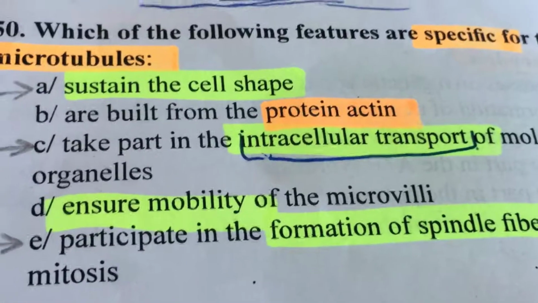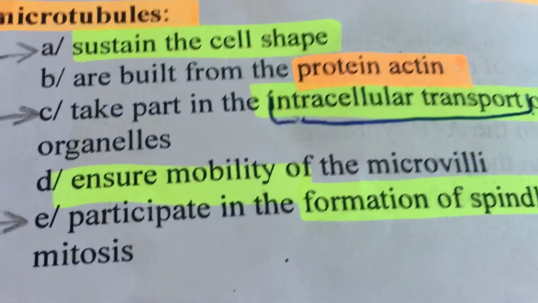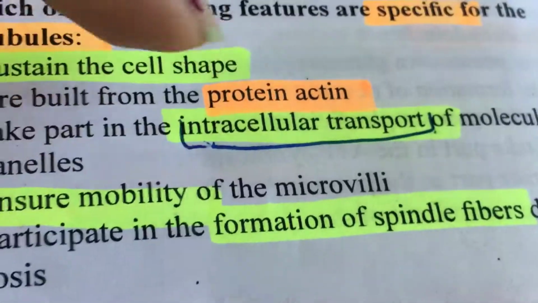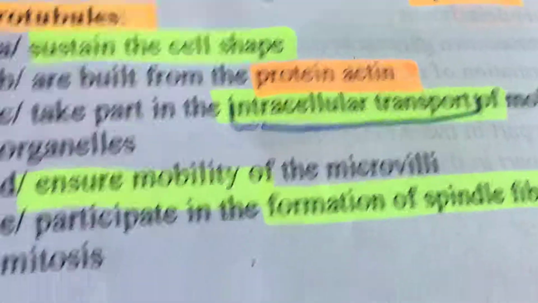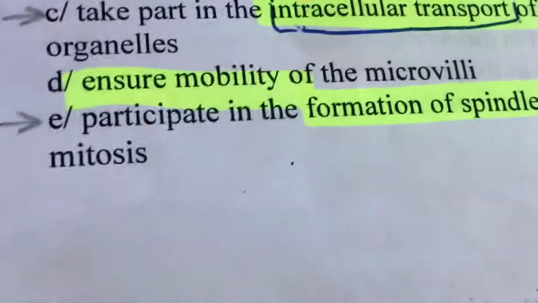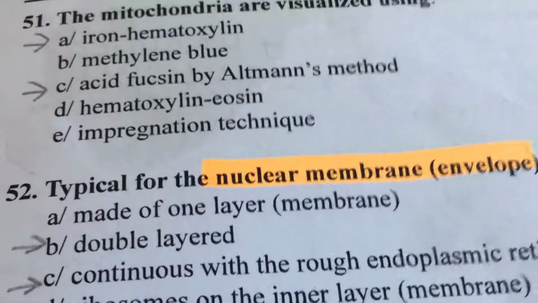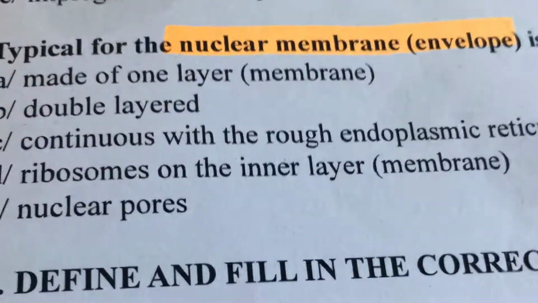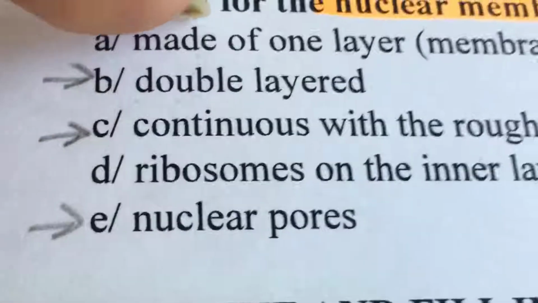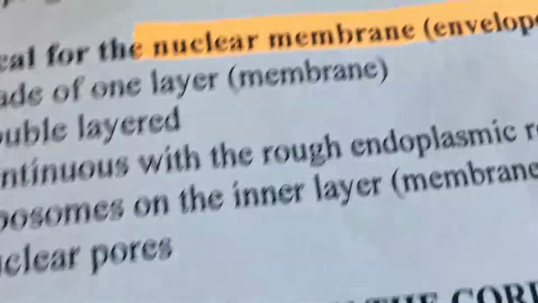Which of the following features are specific for microtubules? They sustain the cell shape. They are not just built from protein actin, they have other things. Intracellular transport of molecule organelles? Yes. Ensure mobility? No. Formation of spindle fibers? Yes. Finally, mitochondria is visualized using acid fuchsin and iron hematoxylin. Typical for nuclear membrane: it is double layered, because we've already seen that. It is continuous with the RER, and it does contain nuclear pores.